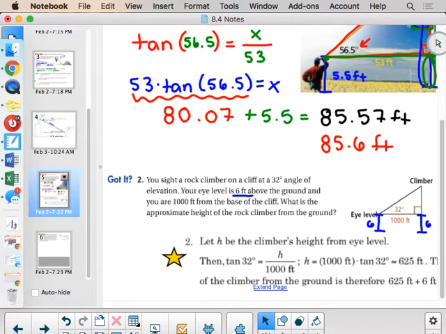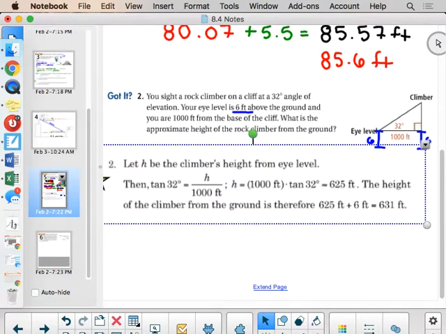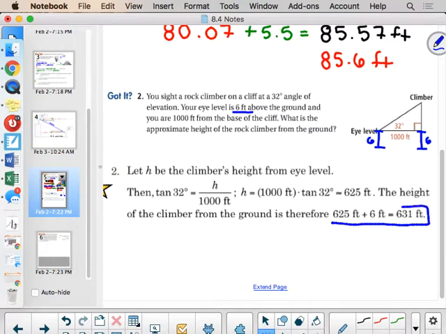All right, so maybe you're noticing tangent is a well-liked concept with angle of elevation and angle of depression. With most real-world problems, you do use tangent, but I'm saying most, so don't get in the habit of always using it, okay? Hopefully you set up your tangent ratio and you got approximately 625 feet, but then you remember to add on that 6 feet, getting you an ultimate answer of 631.